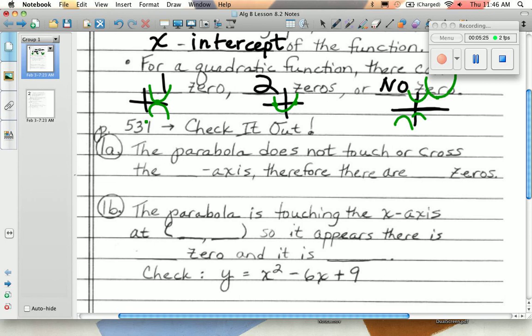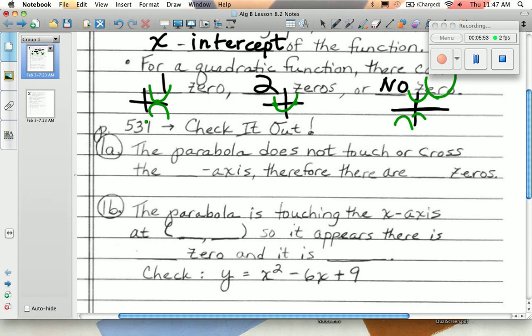And we're going to do the check it out problems at the bottom of the page where it says, find the zeros of each quadratic function from its graph and check your answer. Okay. Now, if you look above at example 1, there are some pictures of those situations we just talked about. In example 1a, how many zeros are there for that one? 2. It's crossing the x-axis in 2 places.